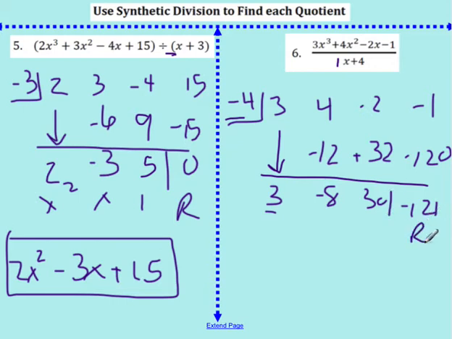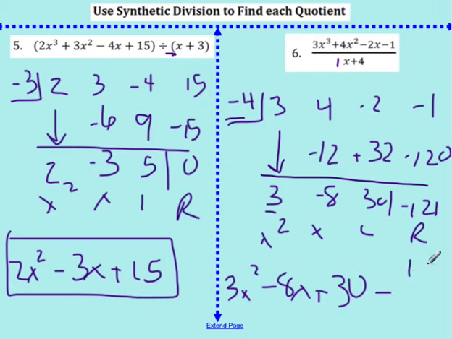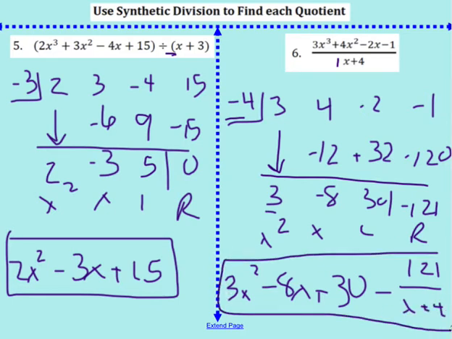So here's my remainder, constant, x, and x squared. So I have 3x squared minus 8x plus 30. So now for my remainder, I'm taking the negative 121 and I need to divide it over by the original, which is x plus 4. So that's your final answer for number 6.